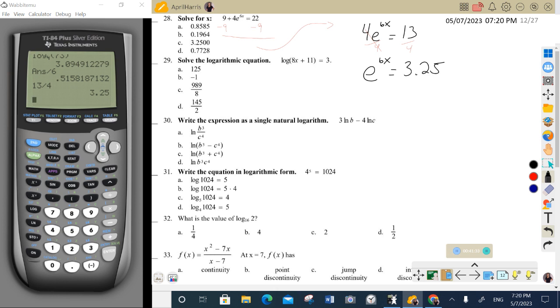Now, I'm trying to get x by itself, but I got to get rid of big base e so I can do log little base e. Another word for log little base e is natural log. And if you do it on the left, you got to do it on the right.